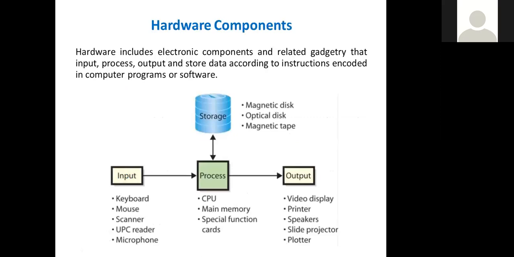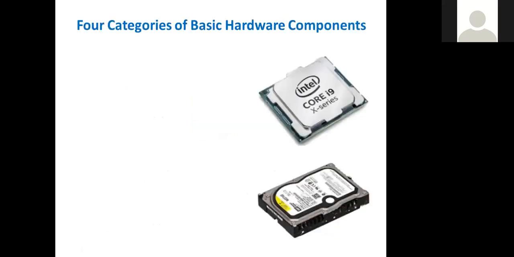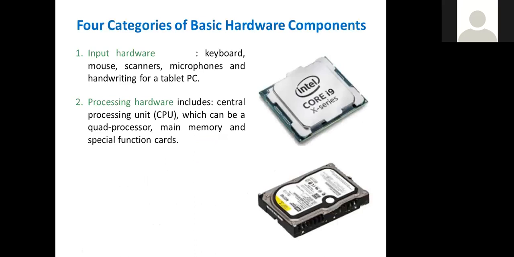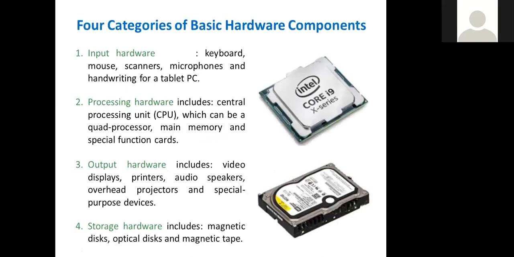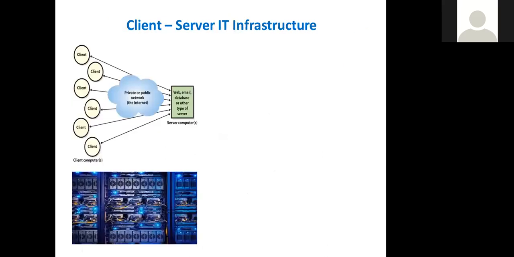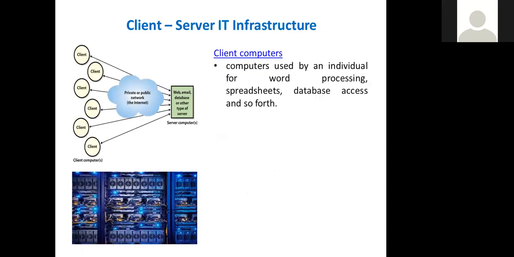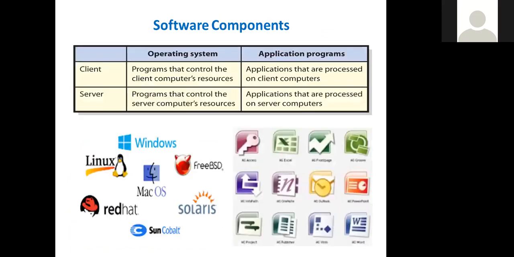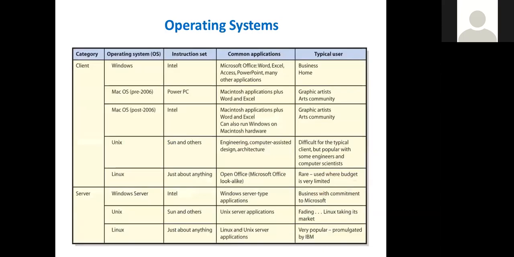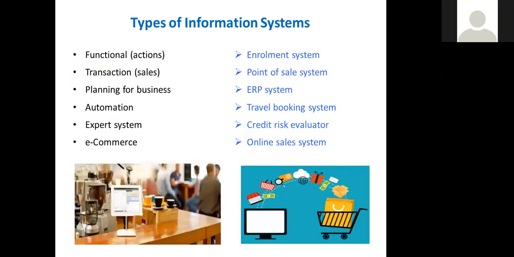So these are the hardware components: input hardware, processing hardware, output hardware, and storage. Client-server architecture, client computers, server computers. Software components, operating systems and application programs, and types of information systems.